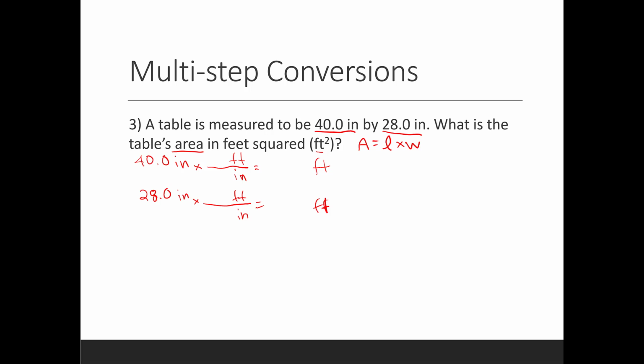The question is, well, how many inches are in a foot? Hopefully you know, 12 inches in 1 foot. So we need to take both of those numbers and divide by 12. So 40 divided by 12 is 3.33. This is with the correct number of sig figs, right? I get 3 sig figs. So my answer over here, 3.33, needs 3 sig figs.